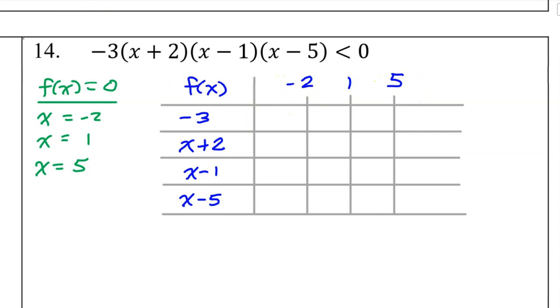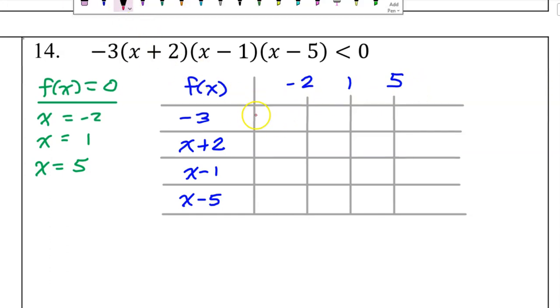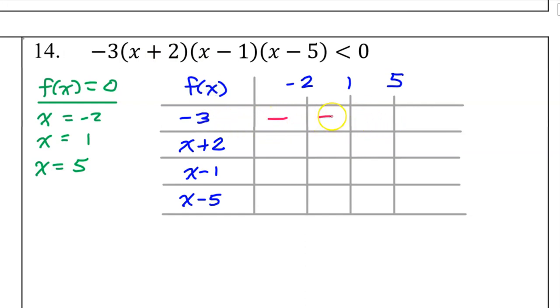So when it comes time to decide if these factors are positive or negative in each interval, of course the -3 is always negative. So for that constant, you're just going to put negative all the way across. If this was +3, it would have been pluses. The x plus 2 gave us a 0 of -2. It's going to be negative to the left, positive to the right. The x minus 1 gave us the 1. It's going to be negative to the left, positive to the right. The x minus 5 gave us the 5. Negative to the left, positive to the right.